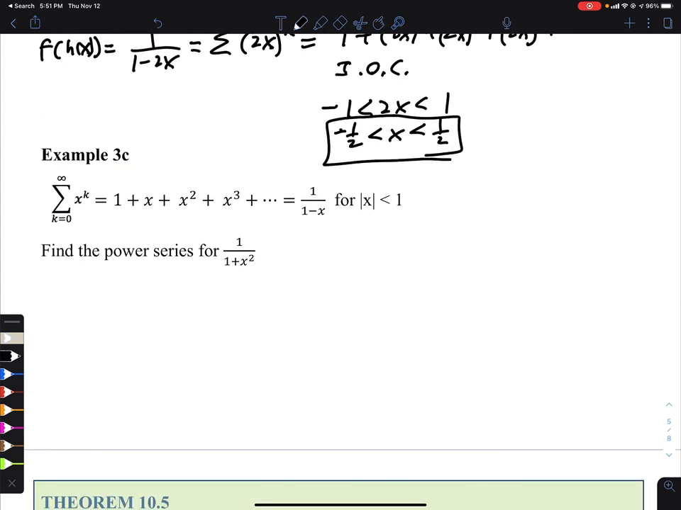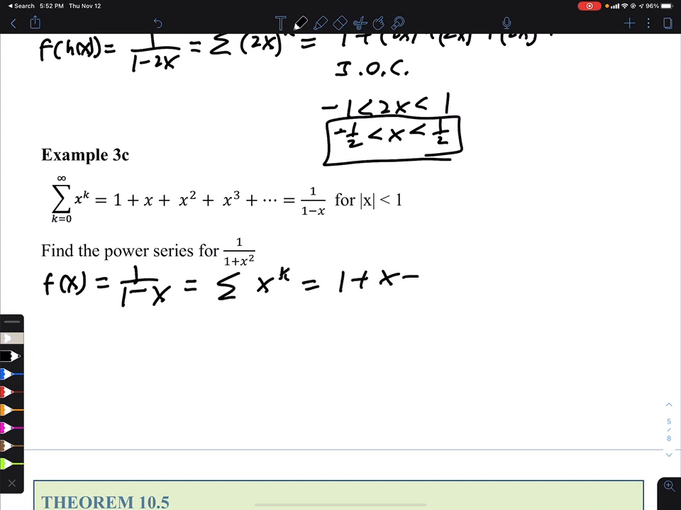For the third one, I will write it out again. This will be 1 over 1 minus x. So this is your function, calling it f of x. Now what is the series? It is the sum of x to the k, which is 1 plus x plus x squared plus dot dot dot plus x to the k plus dot dot dot. Now the question is, how do we get this from that?